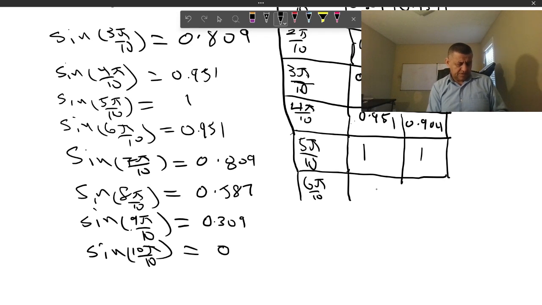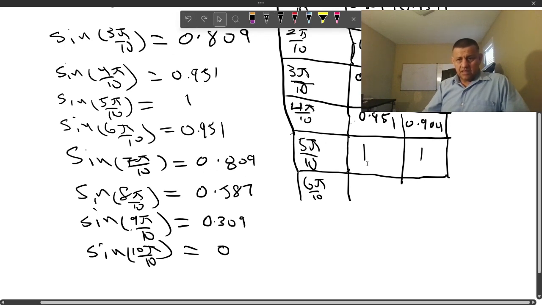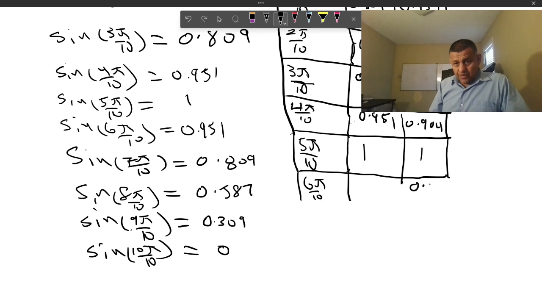So then 6 pi over 10, and we square the value, and it's the same value oscillating, like I said. So technically right here, we just do this. Now we do 0.904. If you think about it, we're oscillating, right? So that's the whole purpose of this. It's 0.951.